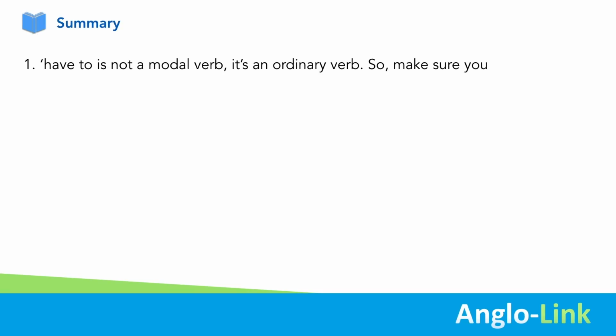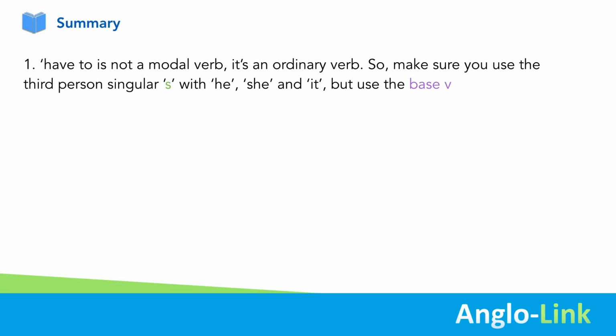Okay, it's time for a quick summary. So, first of all, have to is not a modal verb, it's an ordinary verb, so make sure you use the third person singular s with he, she, and it, but use the base verb after it. I have to go, but he, not have, he has to go.